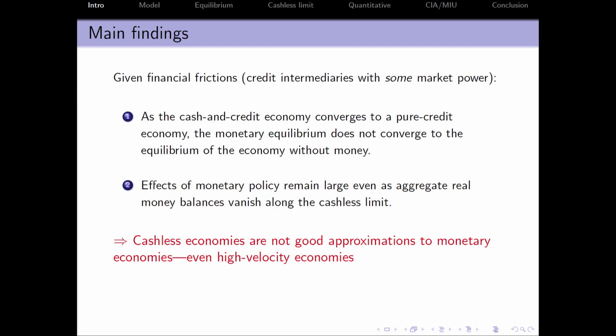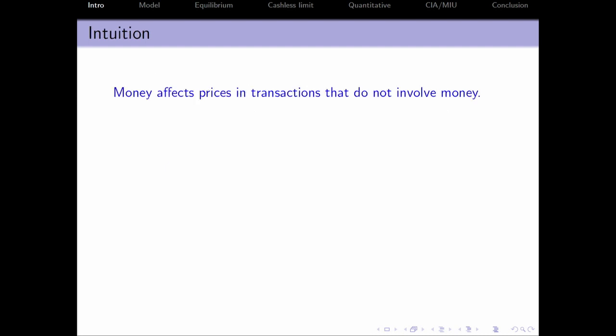So the bottom line is going to be that, at least generically, it does not seem that cashless economies are good approximations to monetary economies, even very high velocity economies. Okay, so what's the intuition? So let me backtrack a second. So if you think about it, when you tell a non-economist that Feds all over the world are doing monetary policy without money at all, it seems crazy stuff.